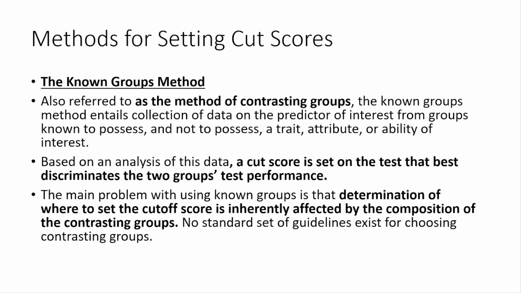Okay? So, may ara man known groups method, also referred to as the method of contrasting groups. The known groups method entails collection of data on a predictor of interest from groups known to possess and not possess a trait, ability, or attribute of interest. Based on the analysis of data, a cut-off score is set on the test that best discriminates the two groups' test performance. The main problem with using known groups is that the determination of where to set the cutoff score is inherently affected by the composition of the contrasting group. So, no standard set of guidance exists for choosing contrasting groups.